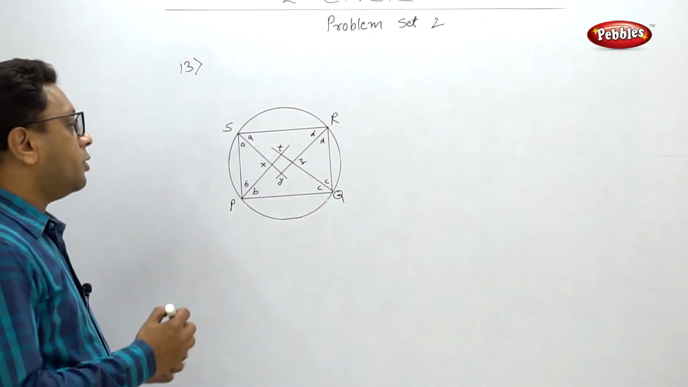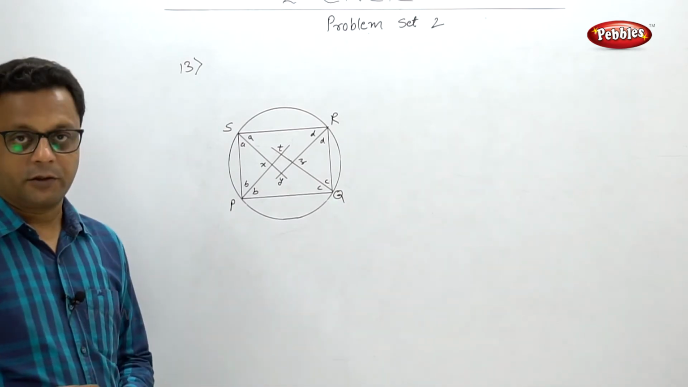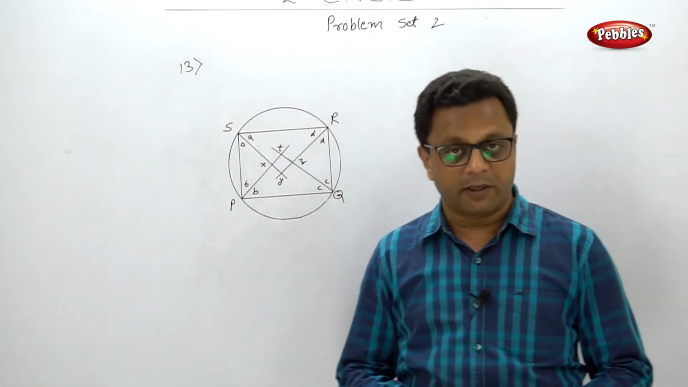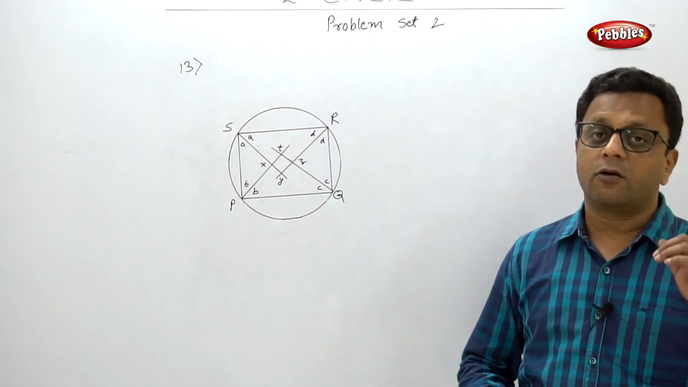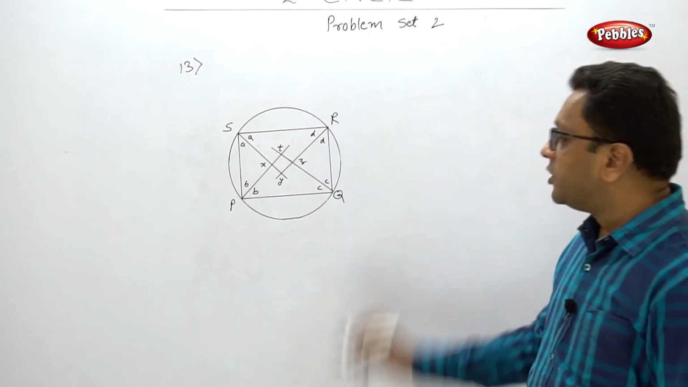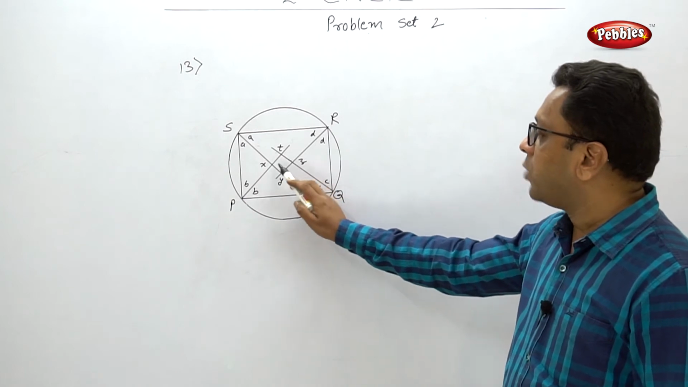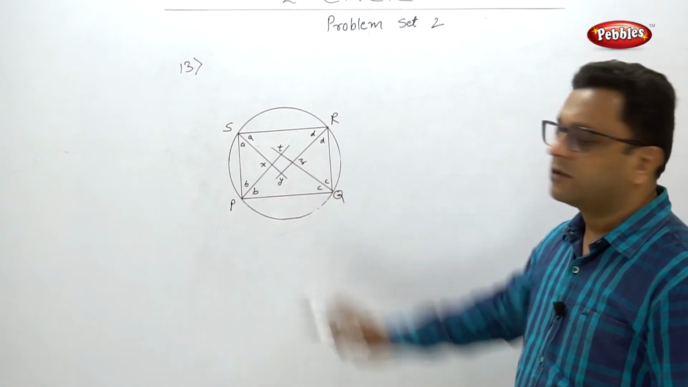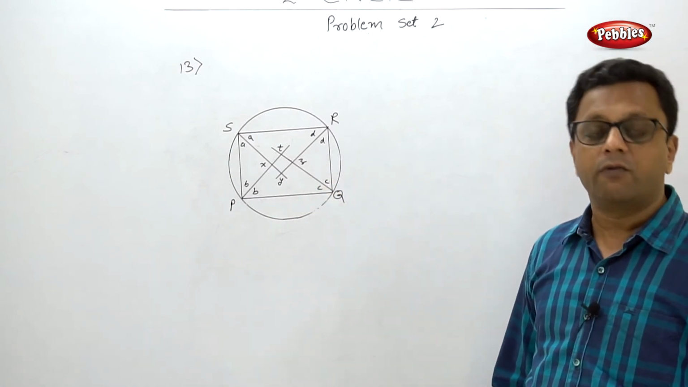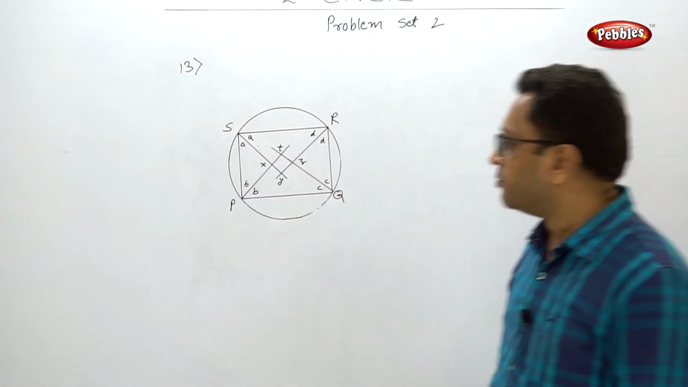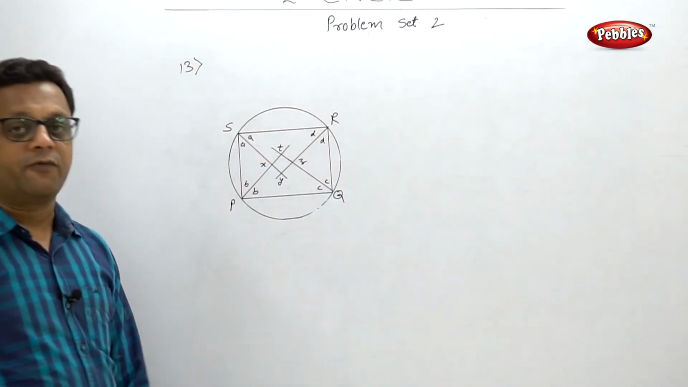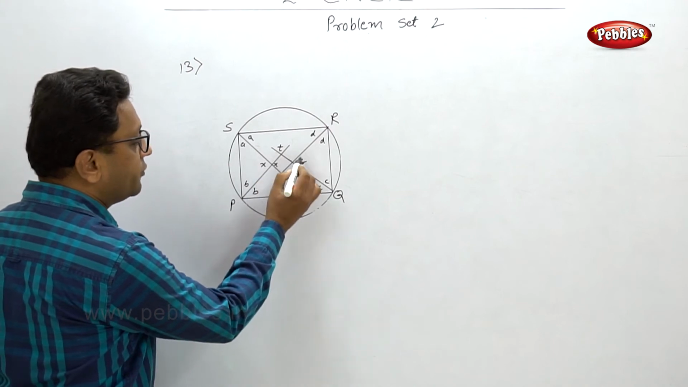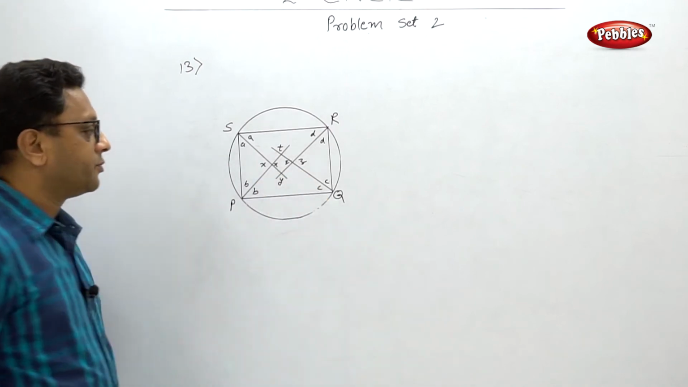Okay. Now, how will we solve this? If we can prove that the opposite angles are supplementary, addition is 180, then the quadrilateral is cyclic. That means we have to prove that these two angles, or these two angles, but let us say these two angles are supplementary. That we have to prove. How will we prove that? It is actually very simple. First of all, let us understand the figure. What figure says? If this is x, this is also x. If this is z, this is also z.